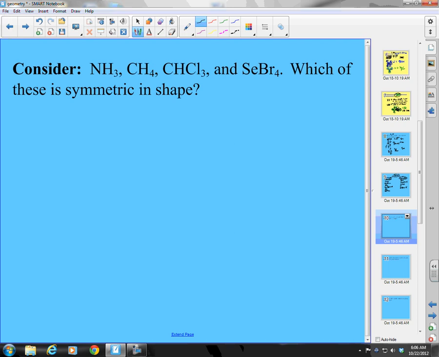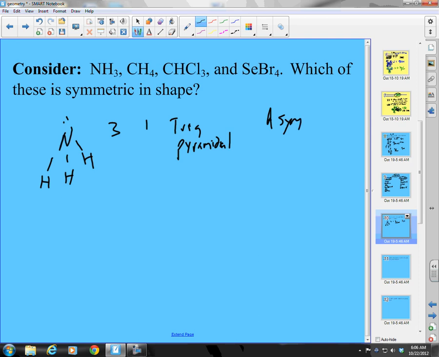Well, here we go. What did you do? Let's look at ammonia. I know ammonia well. It looks like this. It is a what? 1, 2, 3, 3, 1. That is trigonal pyramidal. And if it's trigonal pyramidal, it is asymmetric in shape.